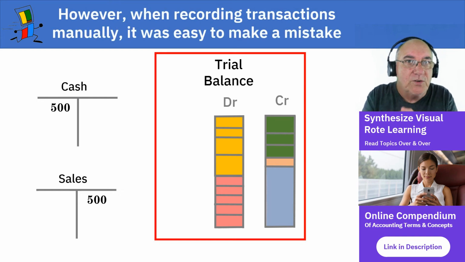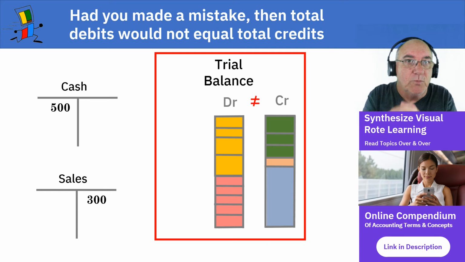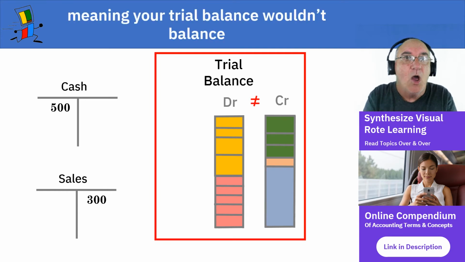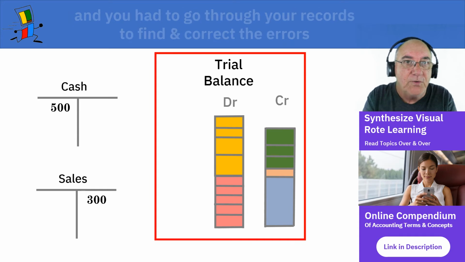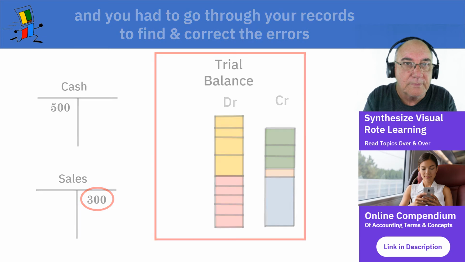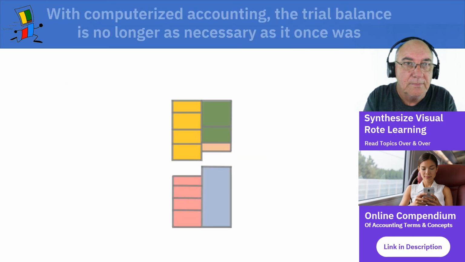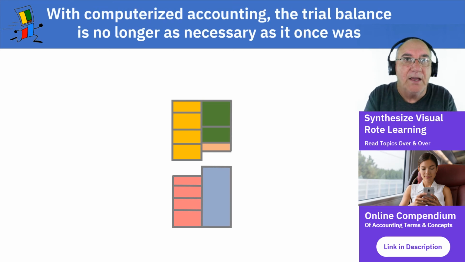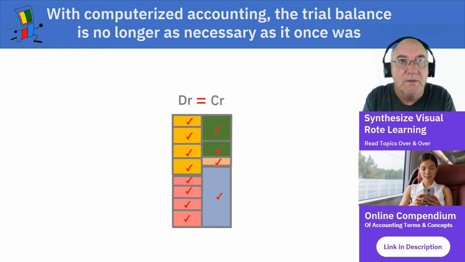However, when recording transactions manually, it was really easy to make a mistake. Had you made a mistake, then total debits would not equal total credits, meaning your trial balance wouldn't balance, and you had to go through your records to find and correct the errors. With computerised accounting, the trial balance is no longer as necessary as it once was.